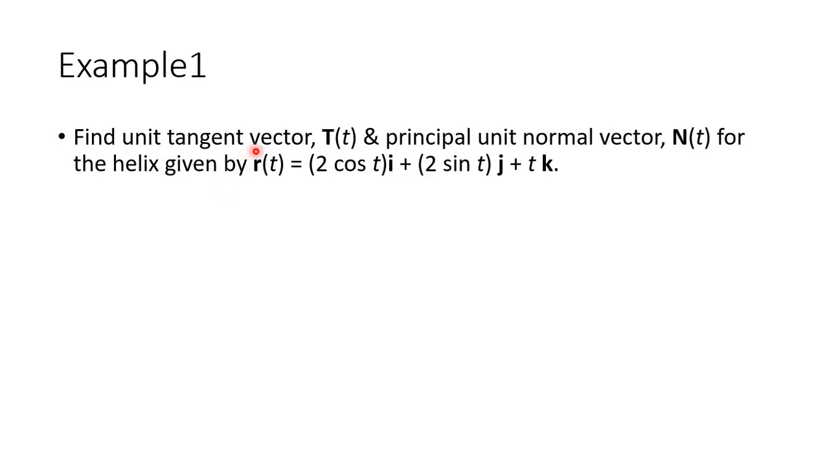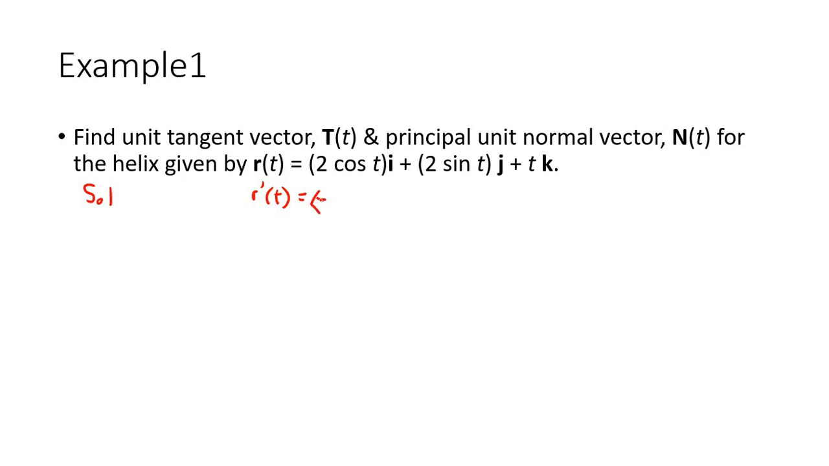Example 1. Find the unit tangent vector T(t) and principal unit normal vector N(t) for the curve given by r(t) equals 2 cos t i plus 2 sin t j plus t k. Find the unit tangent vector T(t). From r(t) we find r'(t). So you differentiate each component; the differentiation of a vector-valued function still gives a vector.